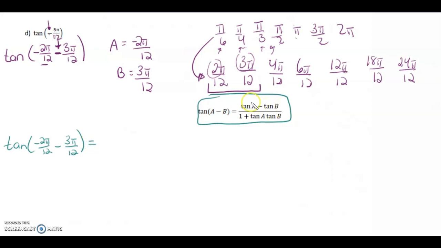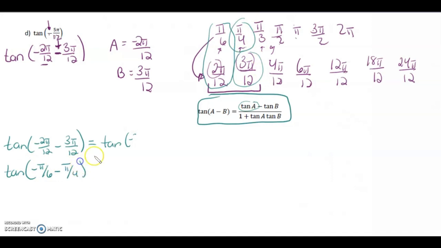Okay, that's going to equal tan of A, so tan of negative 2 pi by 12. Let's break that down more. Let's break that back into 2 pi by 12 is negative pi by 6. Okay, and then 3 pi by 12, which is here, is pi by 4, so negative pi by 4. So we'll go ahead and erase this. So this is actually what we're dealing with when we're dealing with these angles.